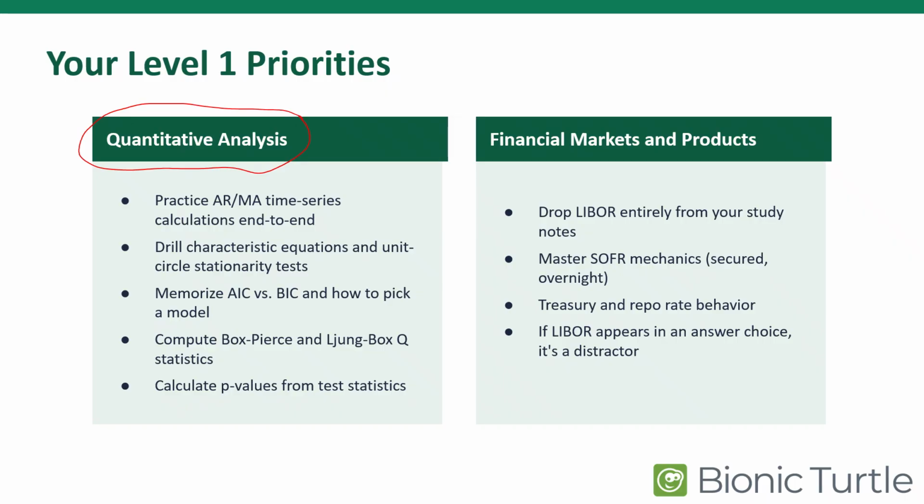So let's put together the plan here. I recommend first looking at and practicing the time series calculations end to end, and then drill some characteristic equations and the unit circle test. Then go on and memorize when the AIC versus BIC is appropriate and work through the Q statistics calculations. Then learn how to compute the p-values from your test statistics.